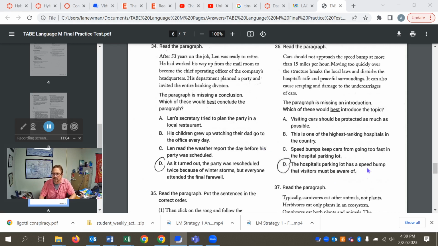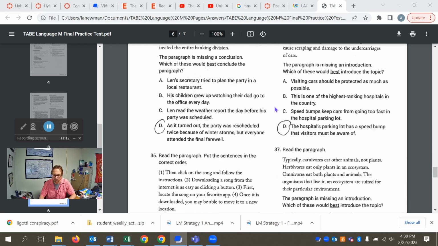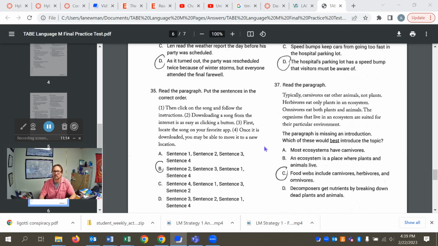The hospital's parking lot has a speed bump that visitors must be aware of, and then it goes on to describe where it is and what you should do, and so forth. Okay, 37, the paragraph is missing an introduction. Which of these would best introduce the topic? It's C, food webs include carnivores, herbivores, and omnivores, which the passage goes on to define and describe.